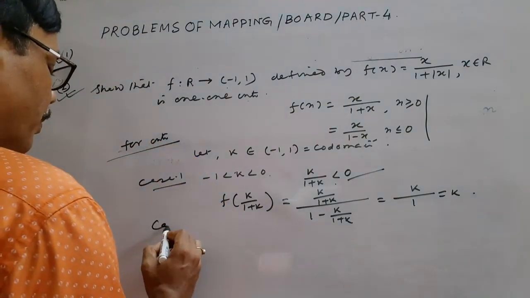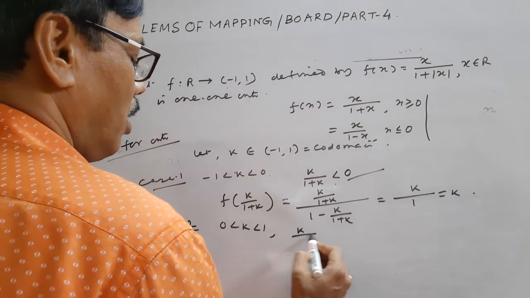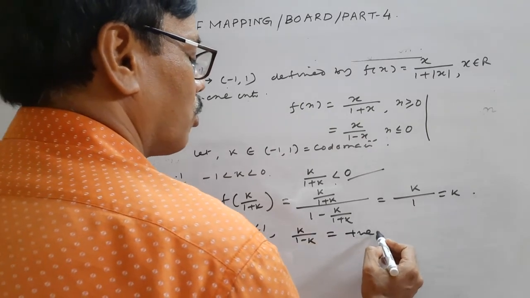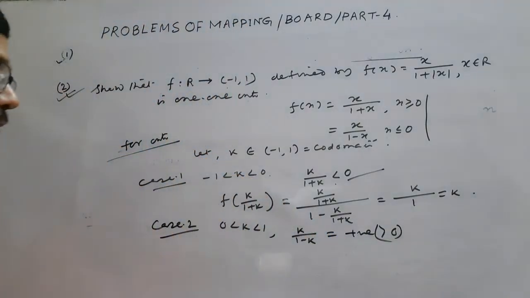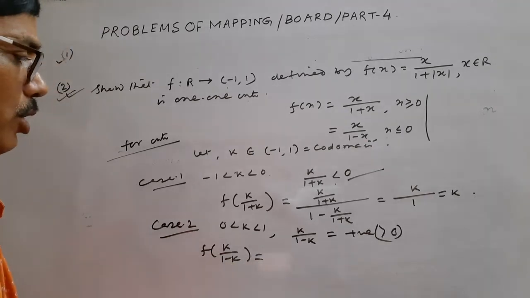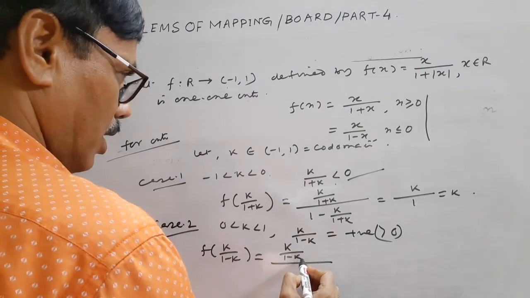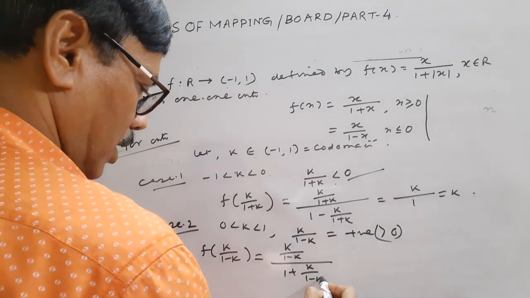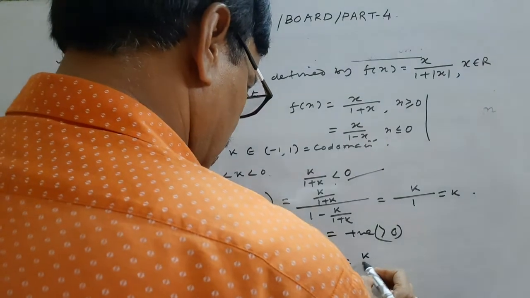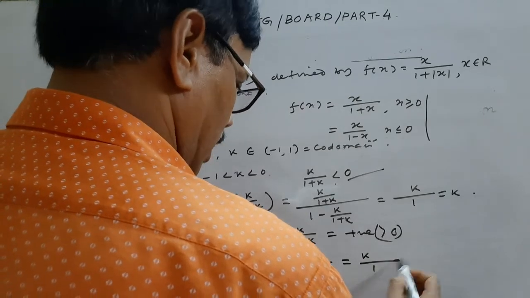Now case 2. If 0 < k < 1, then k/(1−k) is positive, since 1−k is positive. So f of k/(1−k) is greater than 0. Using the formula, (k/(1−k)) / (1 + k/(1−k)). The LCM is 1−k, so the 1−k and the k cancel, giving k. So k/1 is k.